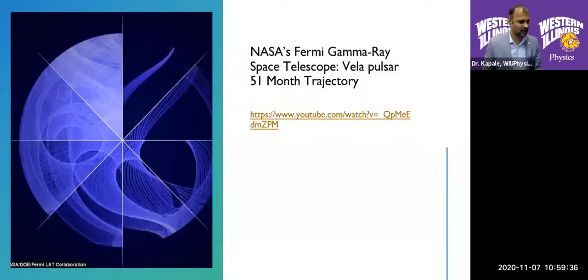Let me show you one more kind of a cool example of this. NASA's Fermi Gamma Ray Space Telescope is looking at Vela pulsar, and in its tracking of this Vela pulsar through its field of view over a longer period of time, it actually generates, if you will, a celestial spirograph. So let's take you there. It's a very small 1-minute video.